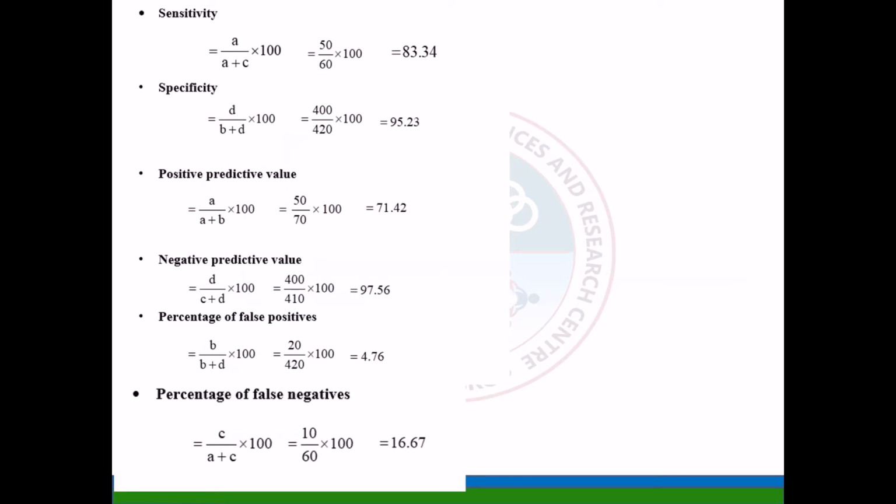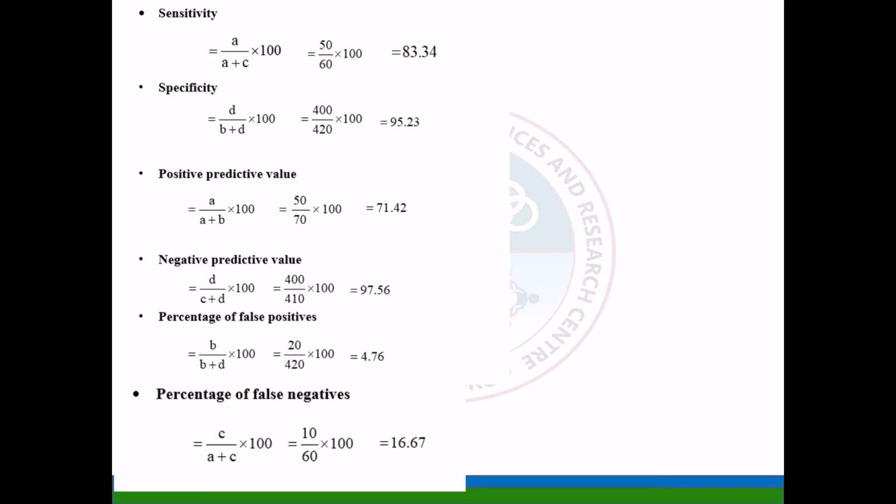Sensitivity is A by A plus C into 100. A is 50, A plus C is 60, into 100 is coming to 83.34. This is the sensitivity. So whether this is a sensitive test or not, we have to calculate this way. Specificity is whether this is specific to a particular disease or not. This is D by B plus D into 100. That is 400 by 420 into 100. That is coming to 95.23.